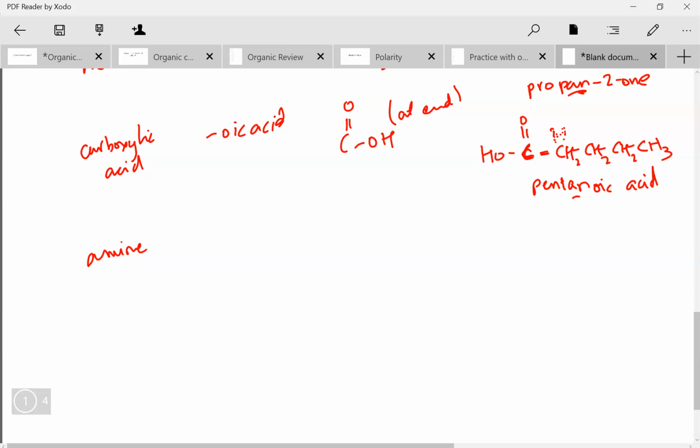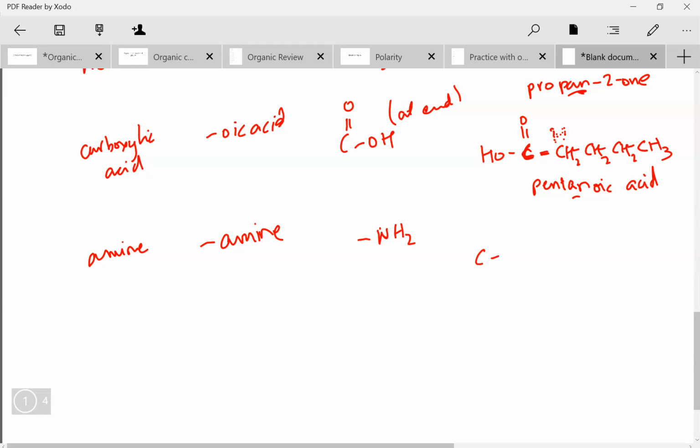We're getting to the end of this video. I will continue the special reaction types and the special compounds in another video. But the last one we're going to talk about, of our basic functional groups, is an amine. The ending is very simple. It's just -amine. This is what it looks like. It's basically like an alcohol. Instead of an OH, there's an NH2 for an amine.